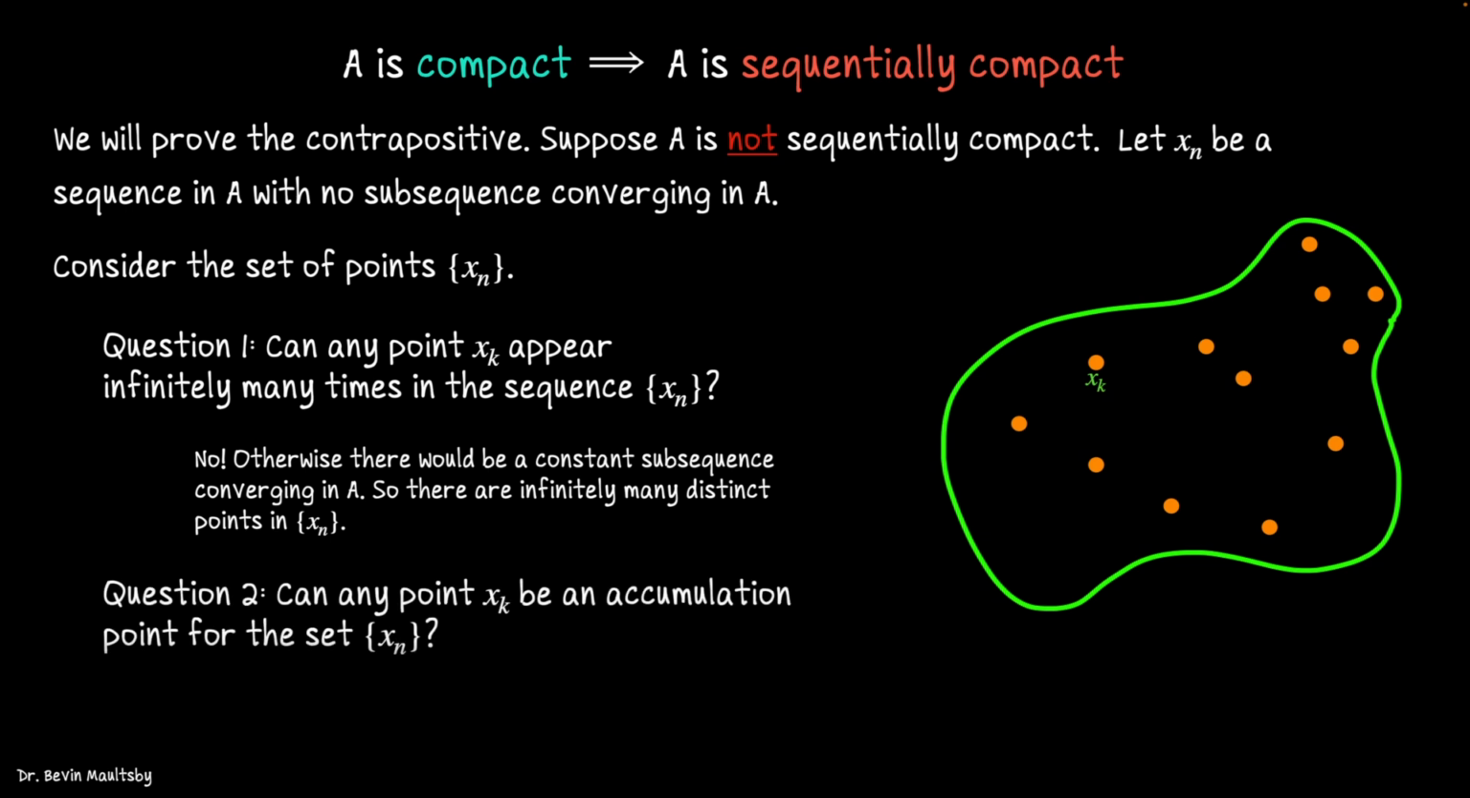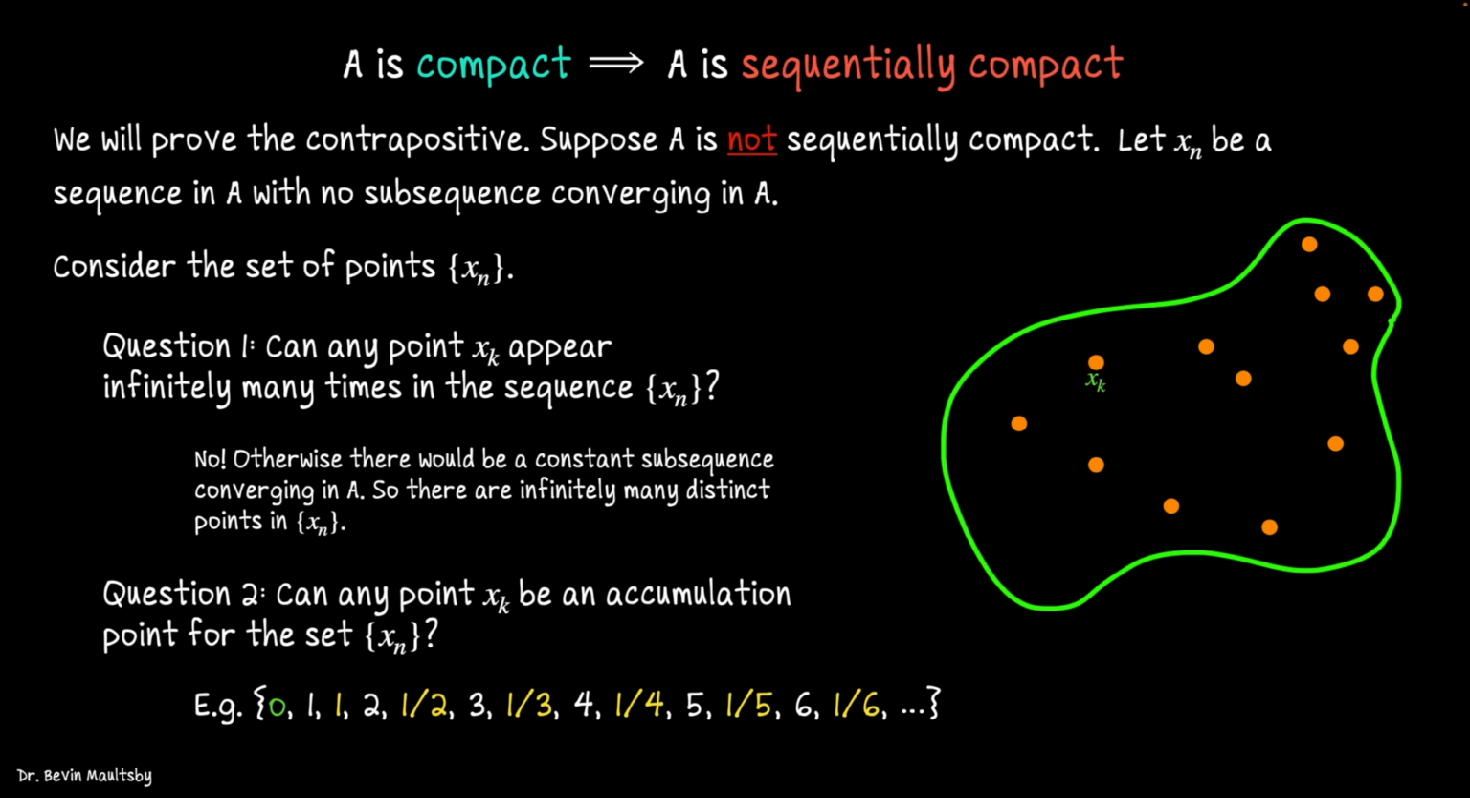Okay, my next question for you is, viewing the sequence points as just a set in their own right, can any of them be an accumulation point? To illustrate this question with a sequence of real numbers, consider the sequence that I've given you here. 0, 1, 1, 2, 1/2, 3, 1/3, 4, 1/4, 5, 1/5, 6, 1/6, etc.